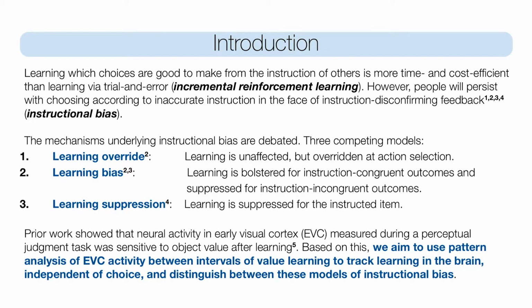These inconsistencies in the literature may result from instructional bias being measured as subjects make value-based decisions. This may make it difficult to separate instructional effects on learning from instructional effects on choice. But prior work showed that neural activity in early visual cortex, measured during a value-independent perceptual judgment task, was sensitive to object value after learning. So based on this, between intervals of learning, we aim to use pattern analysis of early visual cortex activity to track learning in the brain independent of choice and distinguish between these models of instructional bias.